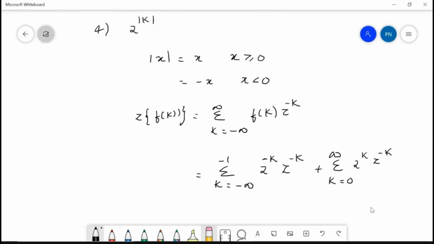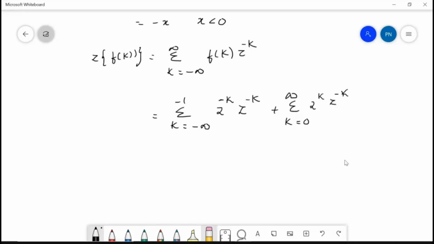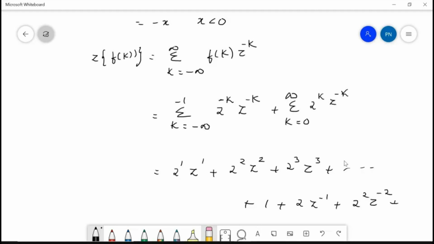So here put k values -1, -2, -3, etc. Even though it varies from minus infinity to -1, we can start from here. -1, -2, -3, etc. Here k takes the values 0, 1, 2, 3, etc. We have to expand this, then bring it in the form of 1 plus x square. So if we start from -1, this becomes 2 raised to 1 z raised to 1. -2 gives 2 raised to 2 z square, 2 raised to 3 z cube, plus etc. Plus when k is equal to 0 it is 1, when k equal to 1, 2 into z raised to minus 1, then k equal to 2, 2 square z raised to minus 2, plus etc. So we have this as one bracket and this as another bracket.